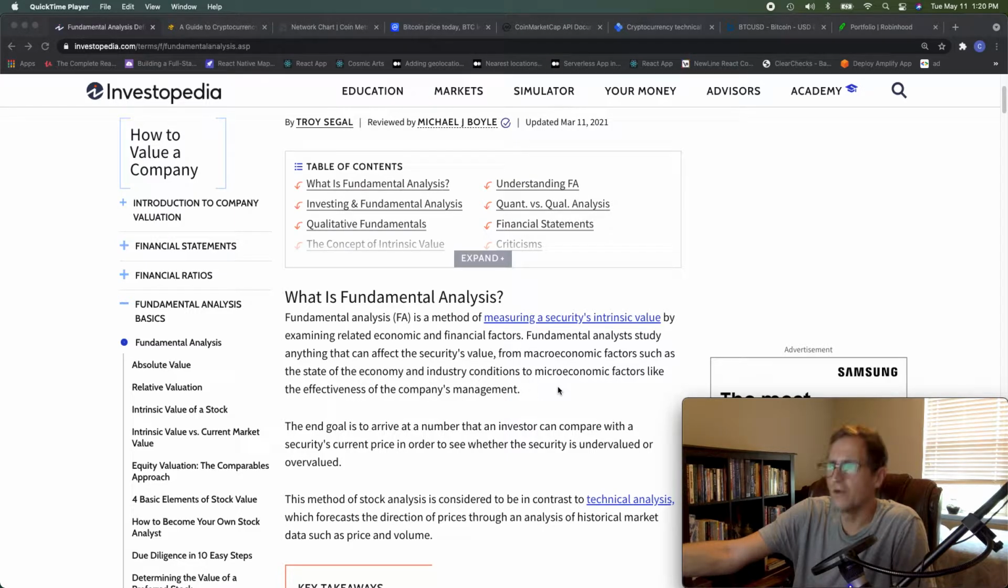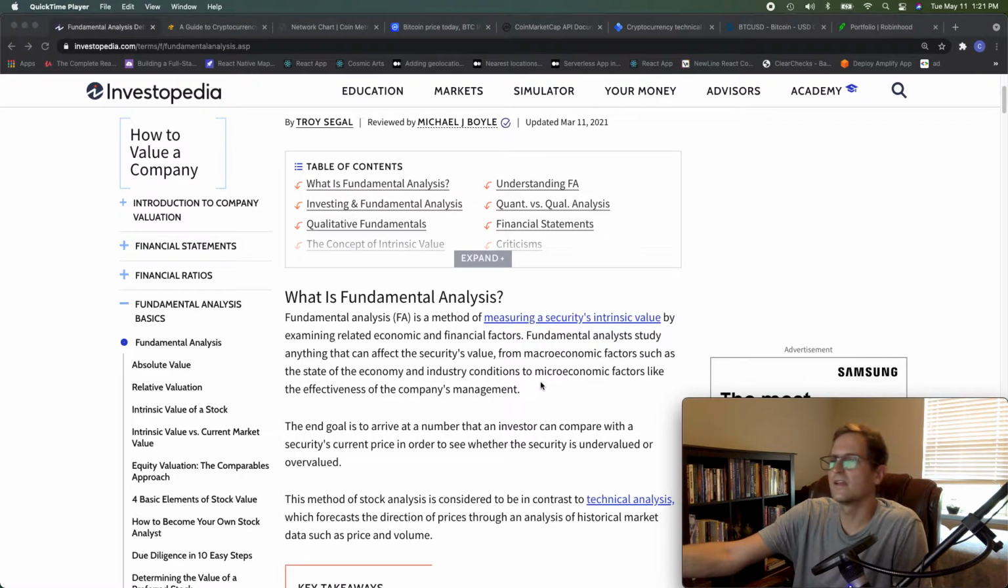Microeconomic factors could be, let's say Elon Musk or one of these big CEOs moving to another company or starting a new company. These are fundamental microeconomic factors that you can look at that could indicate some possible growth in these companies. So, just a couple examples of what fundamental analysis is.